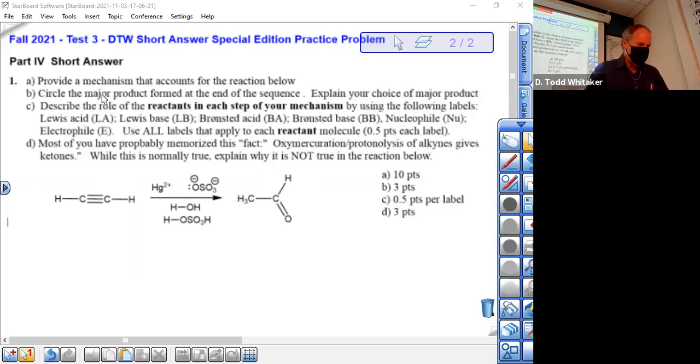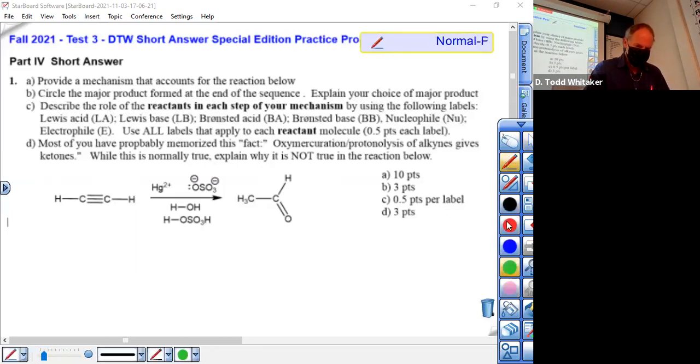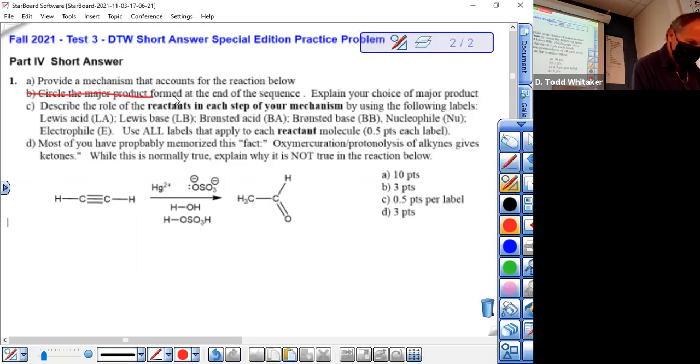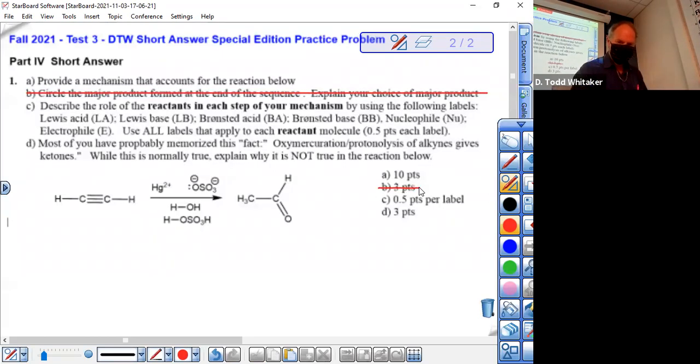I'm going to get my picture out of the way. Normally I'd say circle the major, but there is no major. There's only one product. So, oxymercuration of an alkyne is what's going on here.